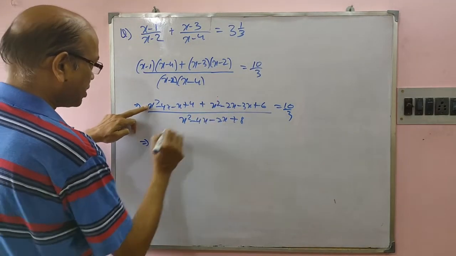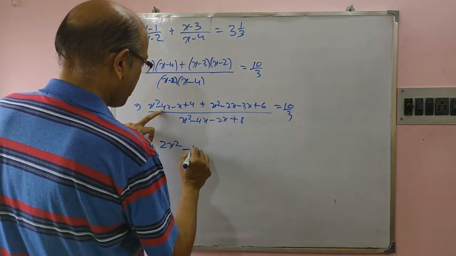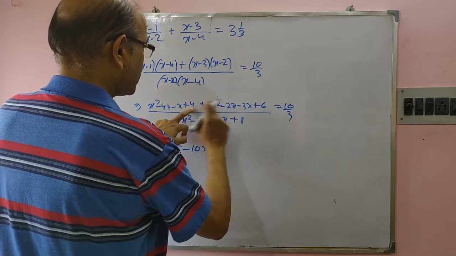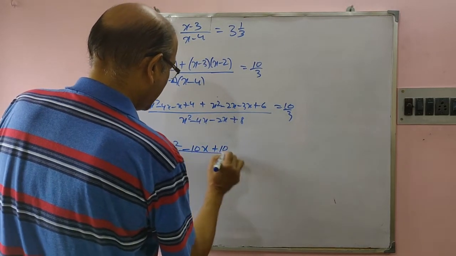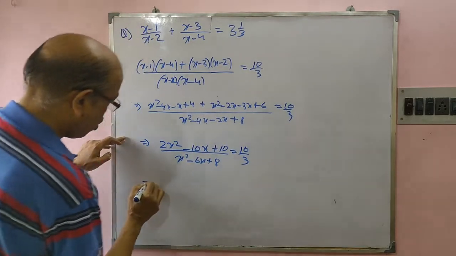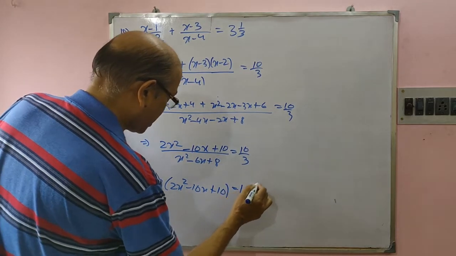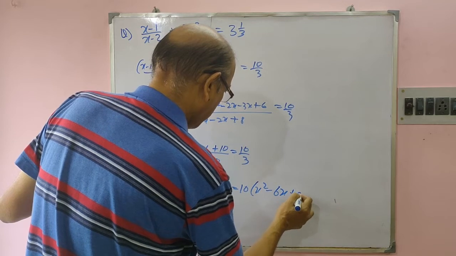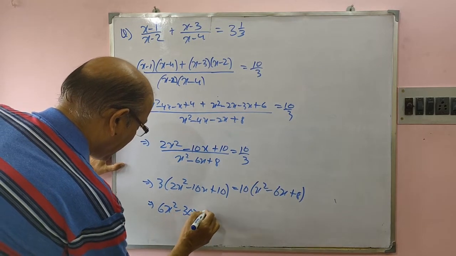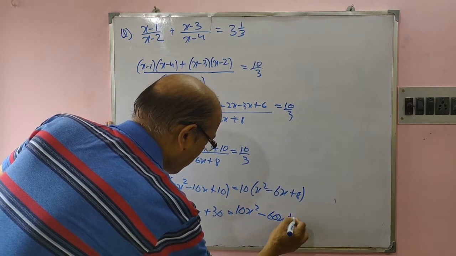Which equals x square plus x square is 2x square, minus 5x and minus 5x is minus 10x, plus 4 plus 6 is 10, by x square minus 6x plus 8, equals 10 by 3. Or 3 into (2x square minus 10x plus 10) equals 10 into (x square minus 6x plus 8). Cross multiplication. So what I get here is 6x square minus 30x plus 30 equals 10x square minus 60x plus 80.